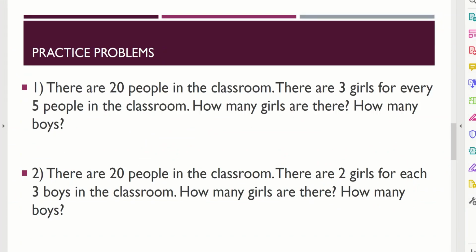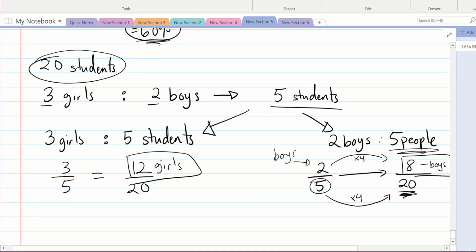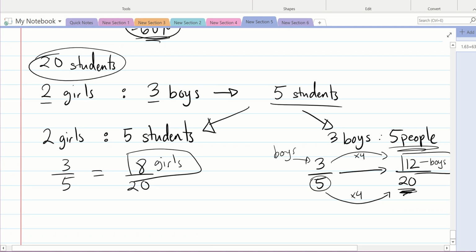So second question, same thing. Oh, wait, never mind. I completely misread it. So there was 2 girls, 3 boys, right? So going back, see, that's why it's good we do this online. There's 2 girls per 3 boys. So this would be 3 boys. This would be 12. This would be 8. This would be 2, times 4, times 4, right?